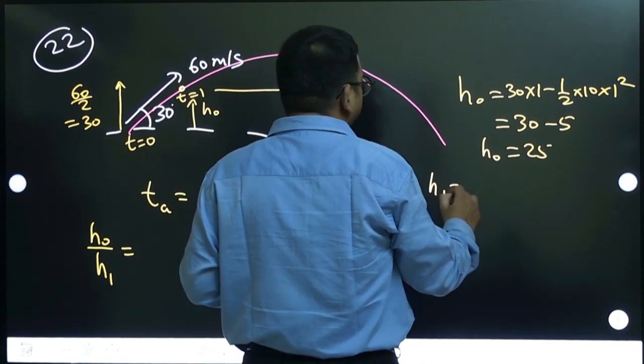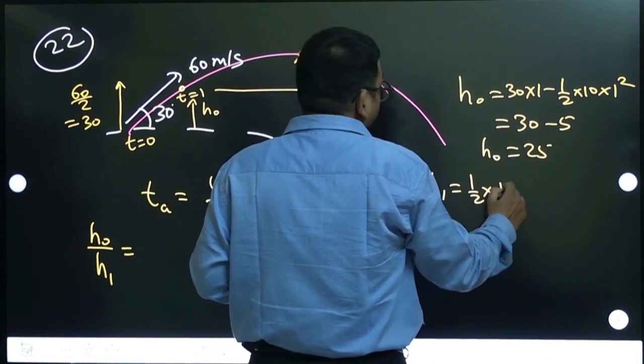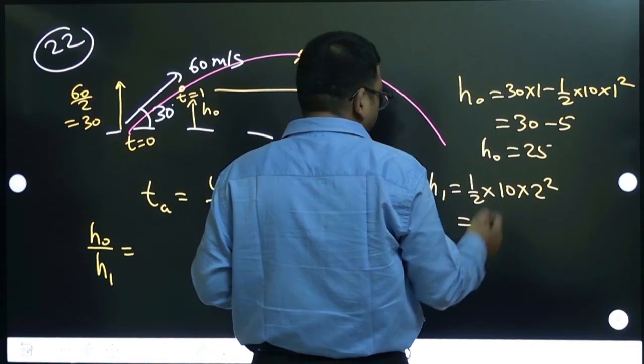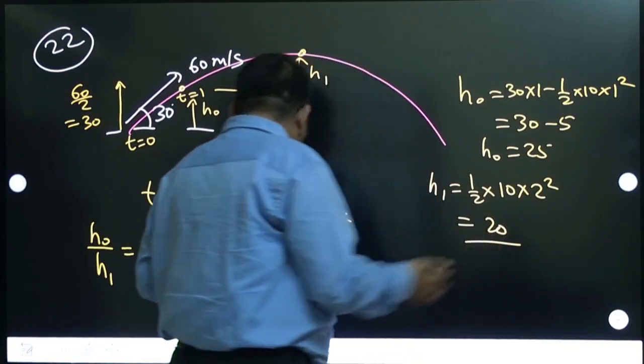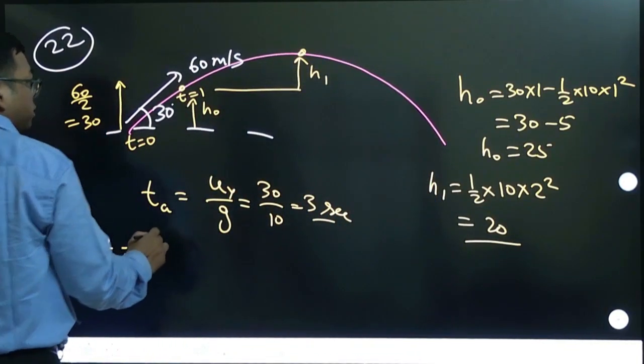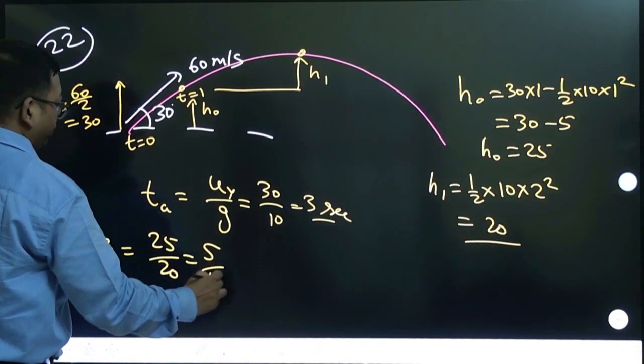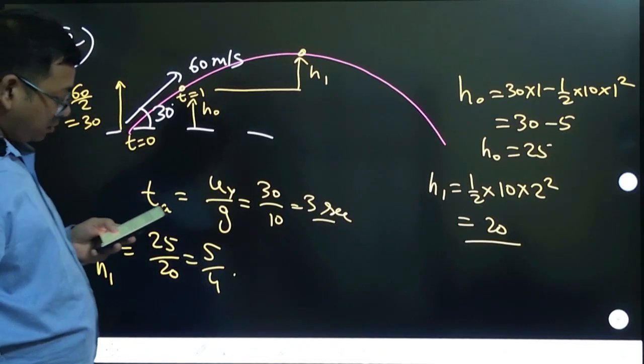So h1 is equal to half g t square. Time is 2, squared. How much is it? 20. That's all. So the ratio is 25 by 20, so 5 by 4. That's the answer: 5 by 4.